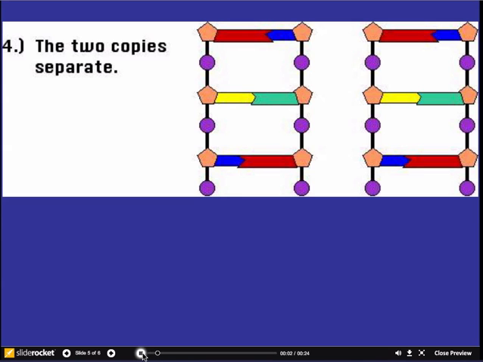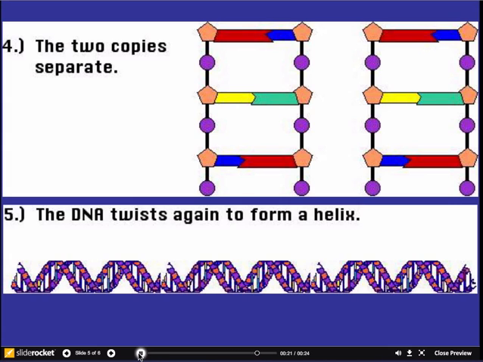Okay, as you imagined, the two copies now, you have two identical copies. Notice the side on the left is identical to the side on the right. What you can't see is that what you've actually created are the two sides of a bivalent chromosome. So you had a monovalent chromosome and now you've created bivalent chromosomes. And then in the final step, the DNA twists again to form a double helix.